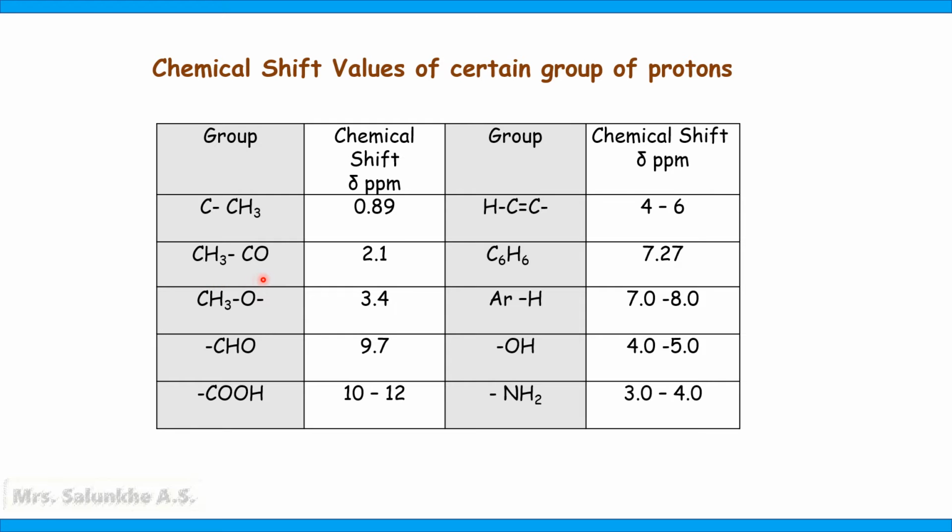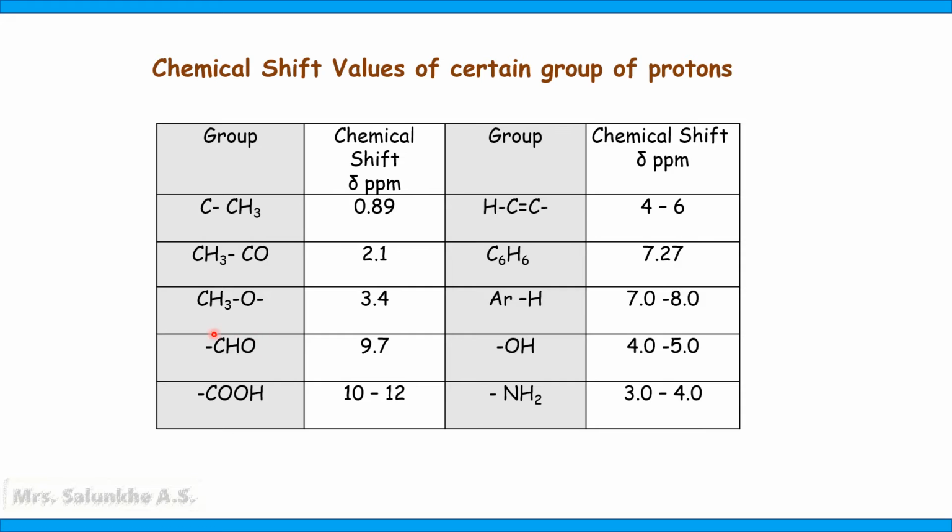If a methyl group is attached to a carbonyl group, then the downfield effect is seen and the chemical shift value is 2.1. If a methyl group is directly attached to an oxygen atom, that is an electronegative atom, then its chemical shift value again goes downfield and the value is 3.4.